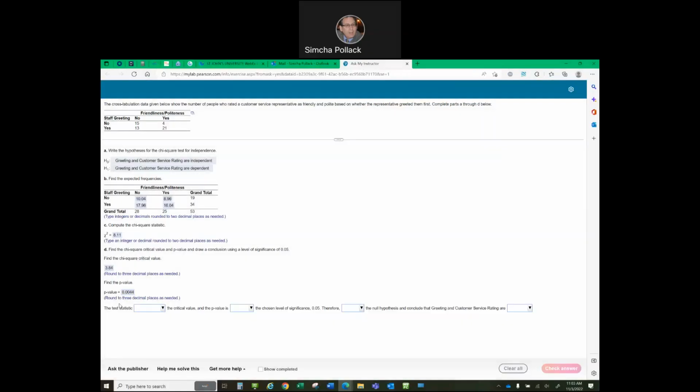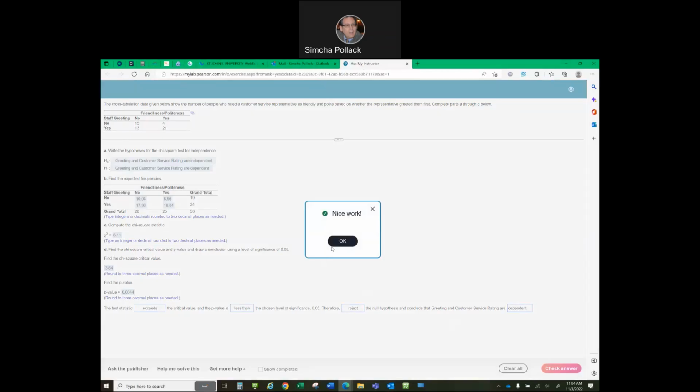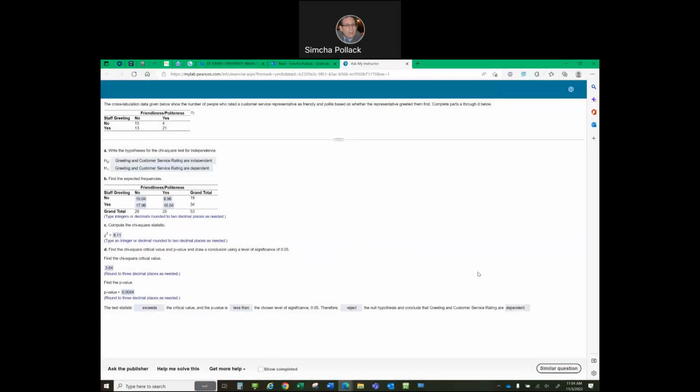Okay, and now comes the interpretation. The test statistic, which was 8.11, exceeds the 3.84. We're in the reject region, and the p-value, another way of doing this, is less than the 0.05, at 0.0044. So either of those two would therefore argue to reject the null hypothesis and conclude that the two of them are not independent, they're very likely dependent. Answer, good, and we're done. Hope to help.